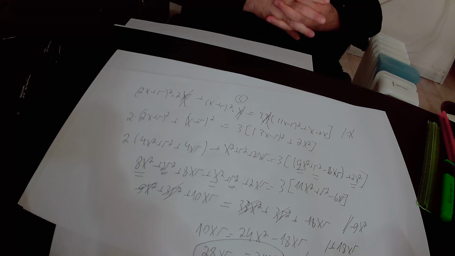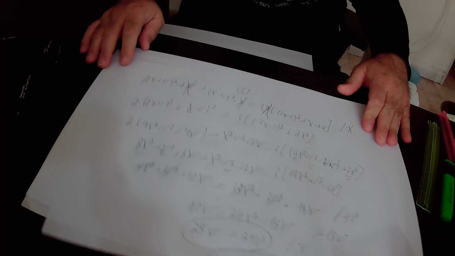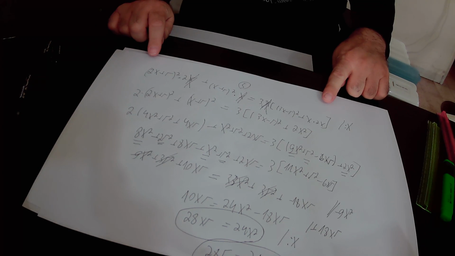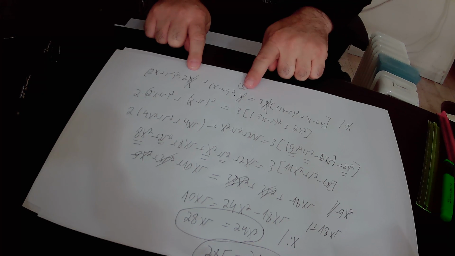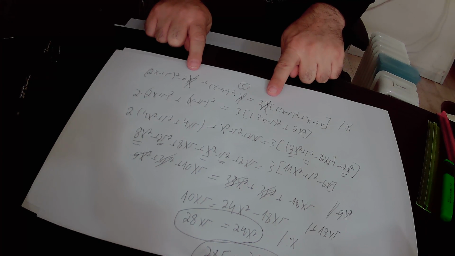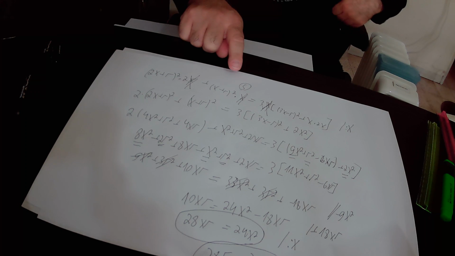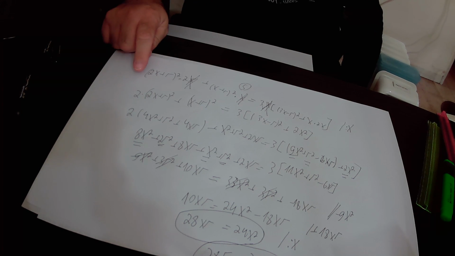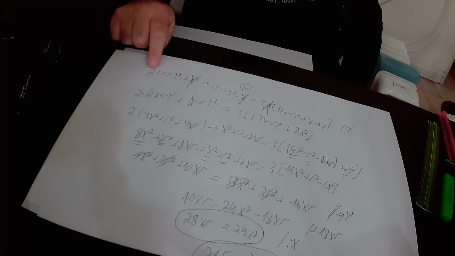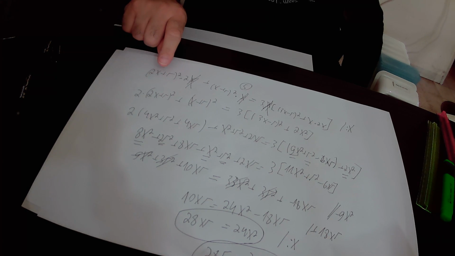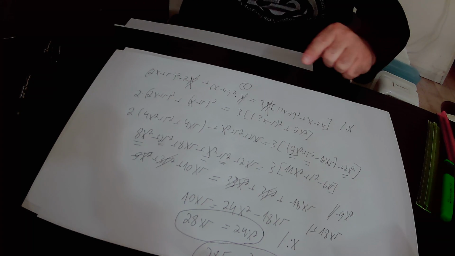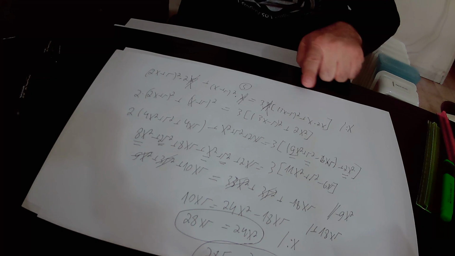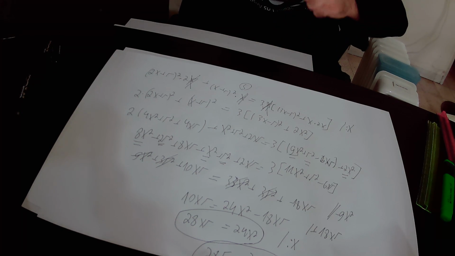In the next step, we actually divided this equation by x. So here x will get cancelled, x will get cancelled, and here also x will get cancelled. What is left from this equation after we cancelled x? On this side of the equation we have 2 times (2x plus r) squared plus (x plus r) squared equals 3 times (3x minus r) squared plus 2x squared.